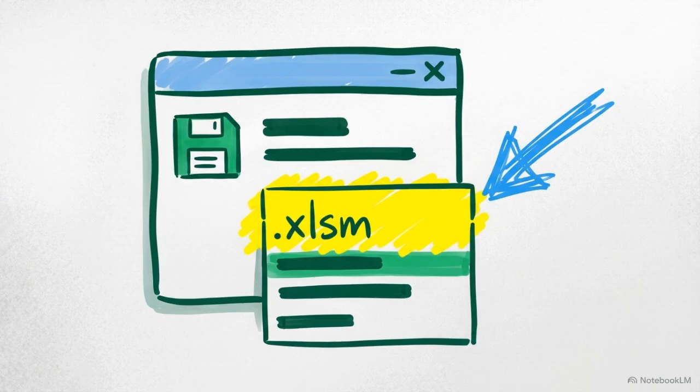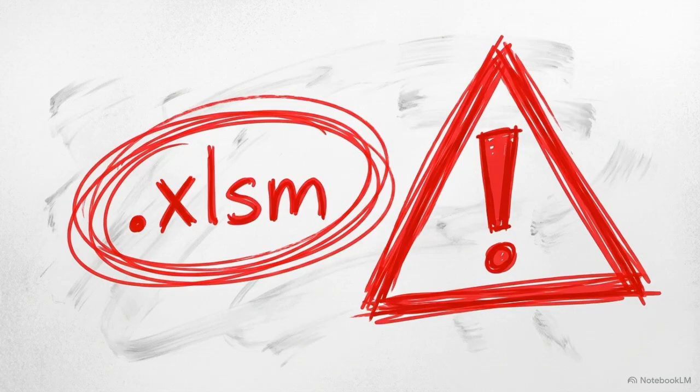Pressing F9 10,000 times manually is impossible, so we need to write a script to do it for us. Before writing any code, go to Save As and change your file format to an Excel macro-enabled workbook, or .XLSM. Warning: if you skip this step, Excel will permanently delete your automation script the moment you close the file.